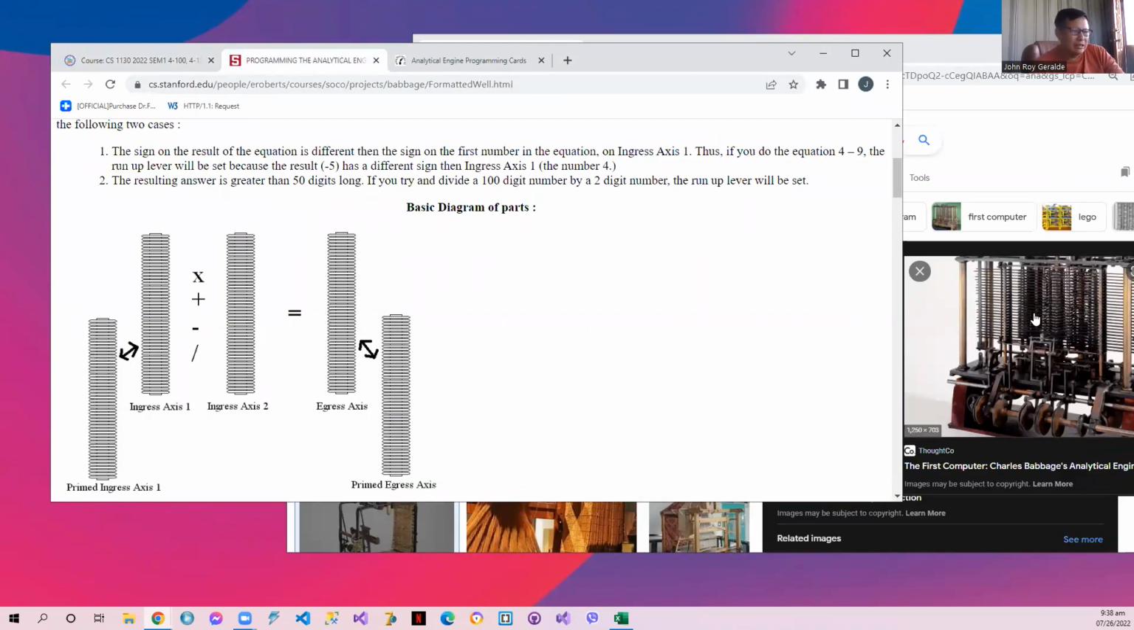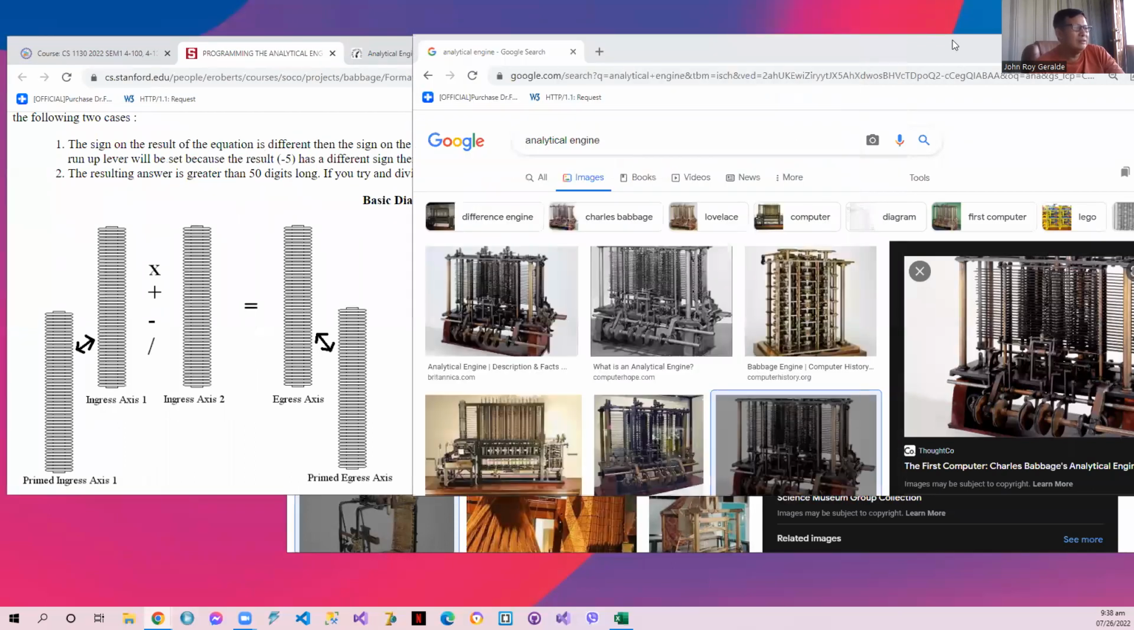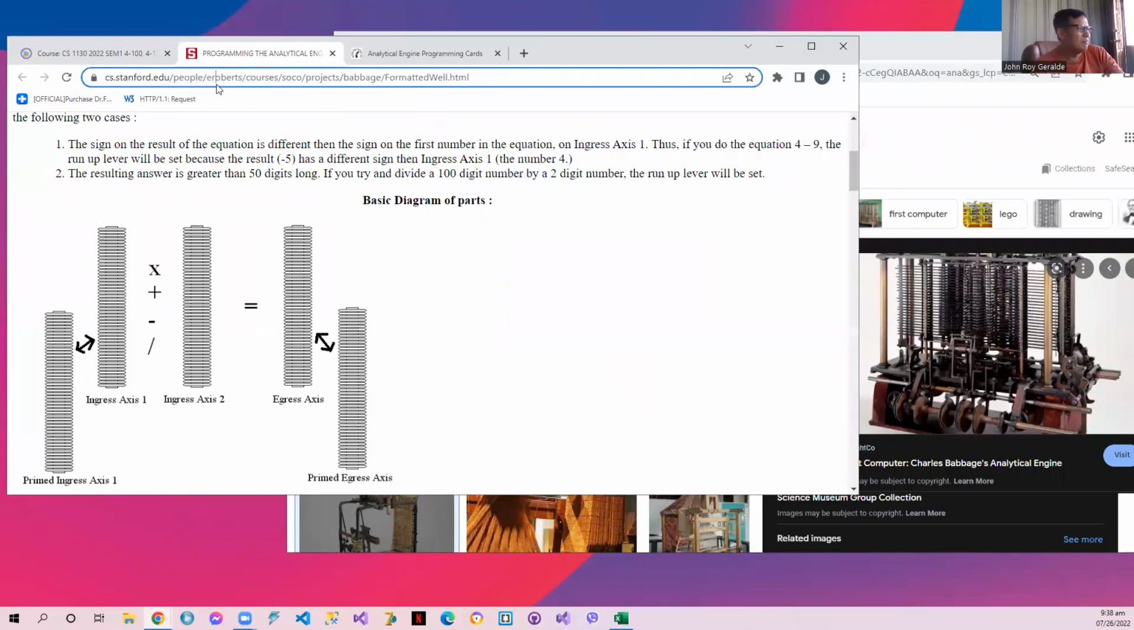Now, if you look at that, there are several columns. Can you still see? Let me just move this. If you see, there are several columns. Particularly, there are four columns. Each column is a set of 20 rotating gears with numbers 0 to 9. Okay? They follow, like the arithmometer or the step reckoner, no?